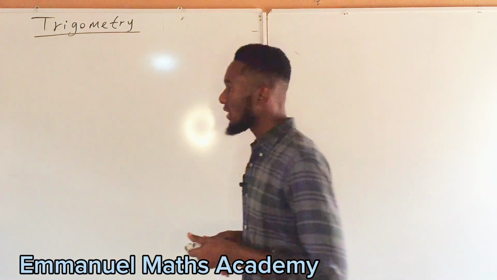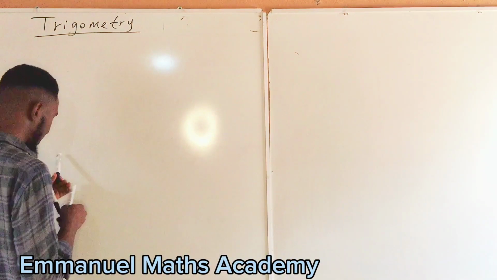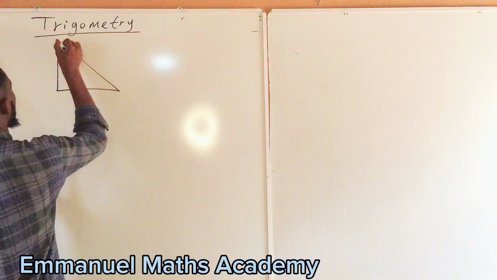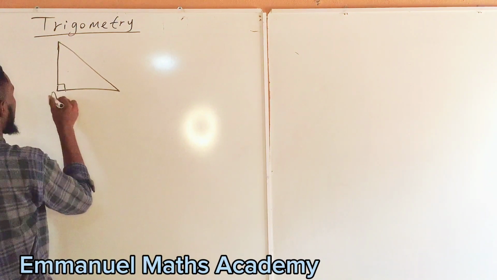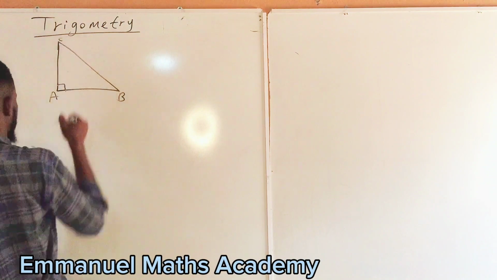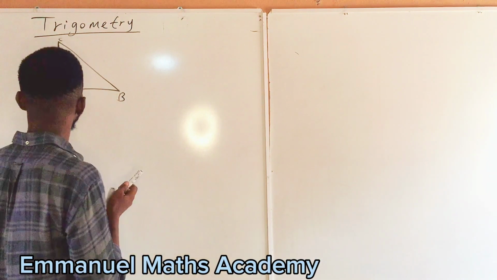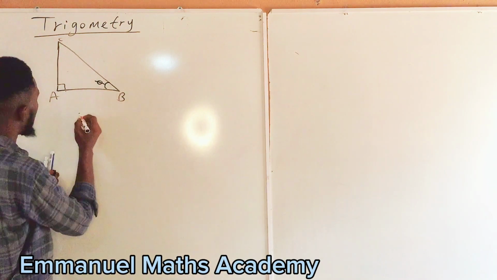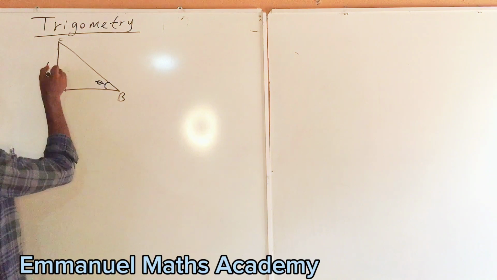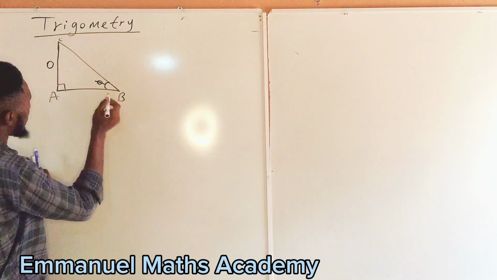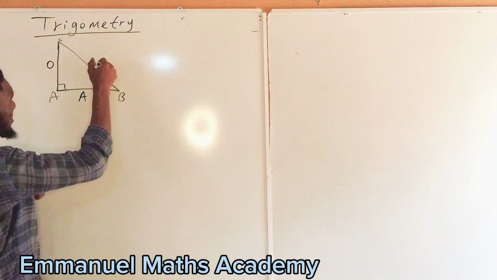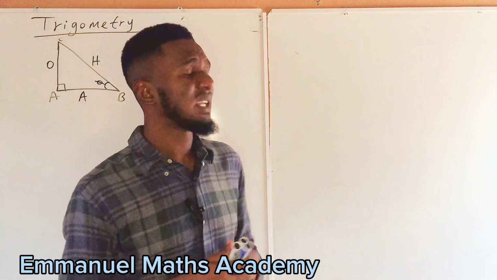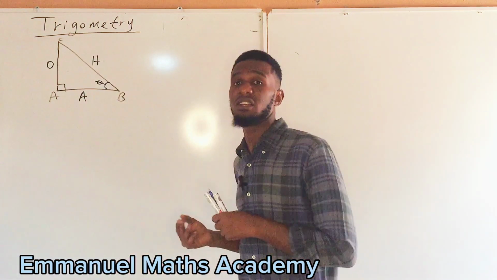Now, for a given right angle triangle, where you have A, B, and C, from this, here is the angle, and here is labeled as the what? The opposite, O. Here is the what? The adjacent. While here is called the hypotenuse. Is that clear? So I will be looking at three basic trigonometry ratios, right?